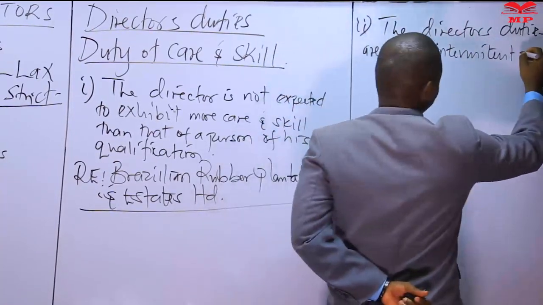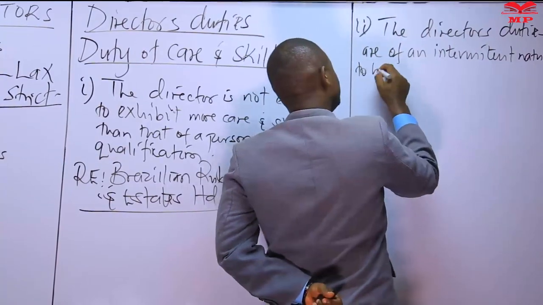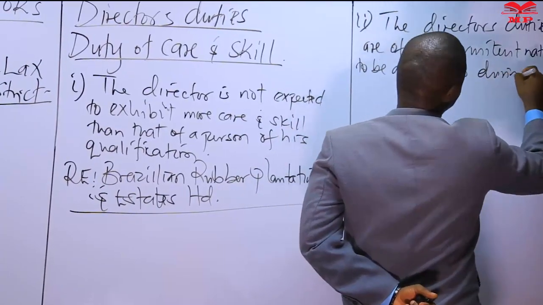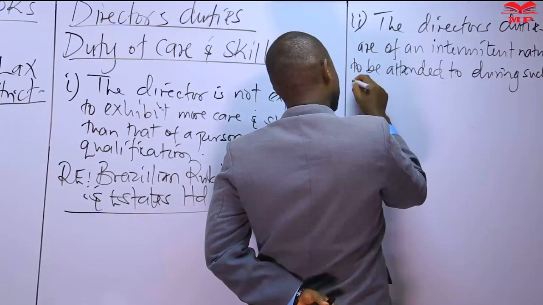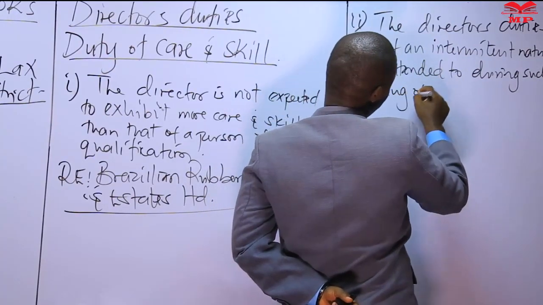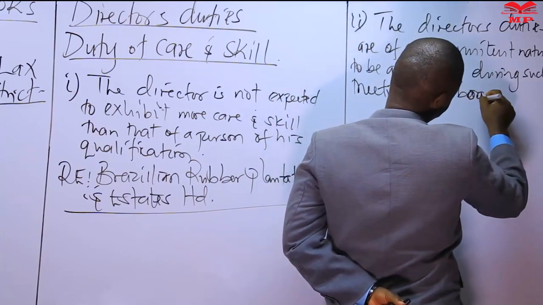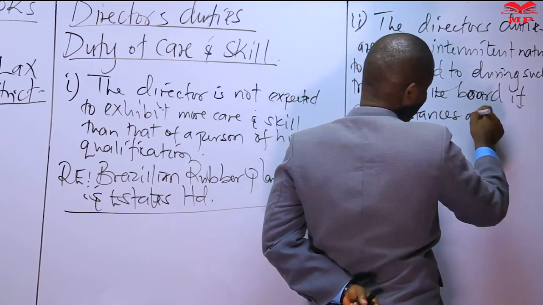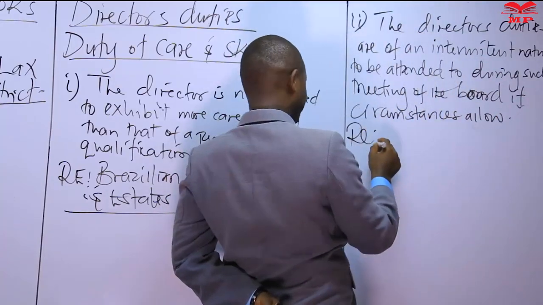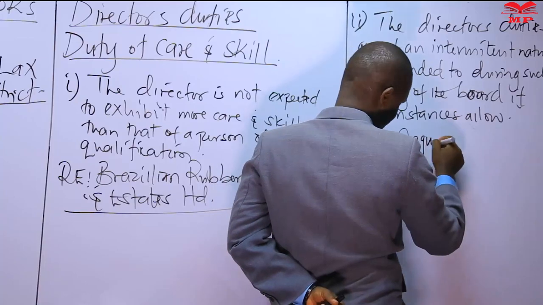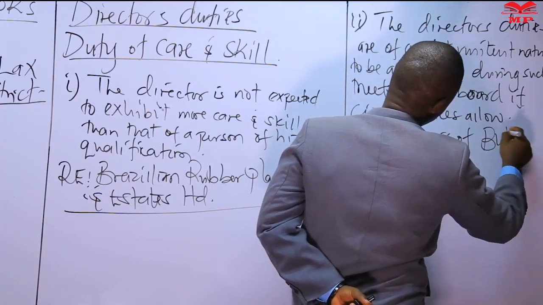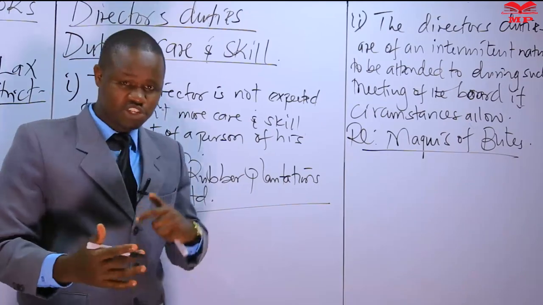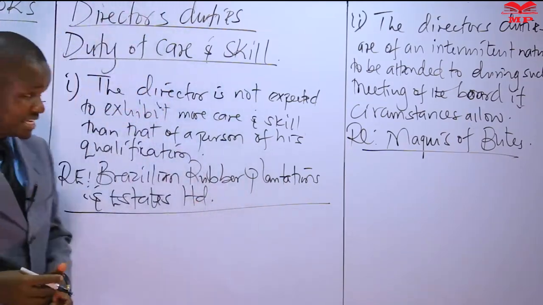Number 2, the standard set for this duty of care and skill is that the director's duties are of an intermittent, meaning broken, nature, to be attended to during such meetings of the board, if circumstances allow, and we are making reference to the Marquis of Bute's case. So again, we have another standard here being set for the director's duty of care in respect to how committed the director should be as far as the running of the company's affairs is concerned.